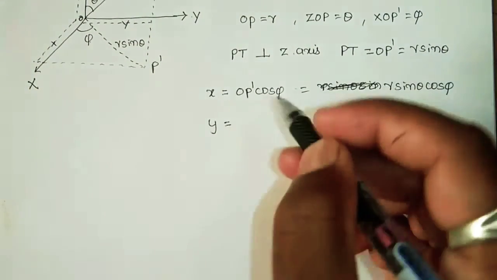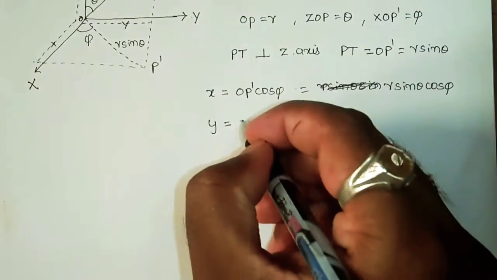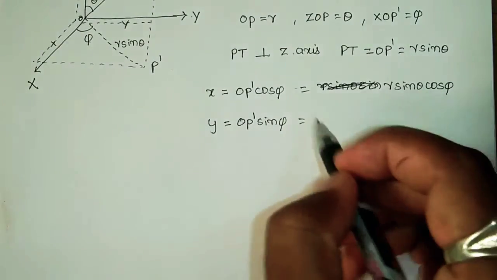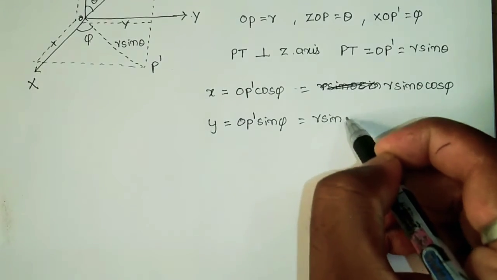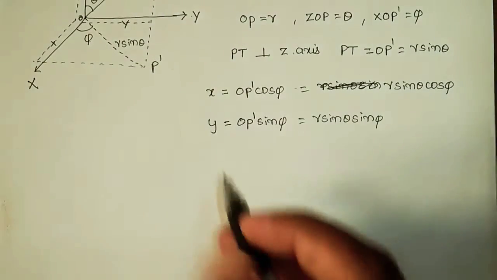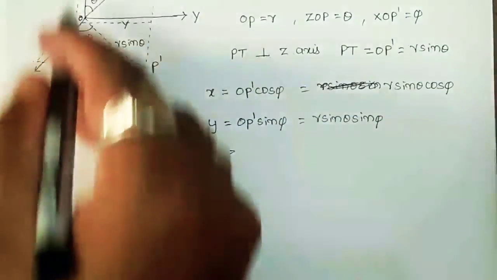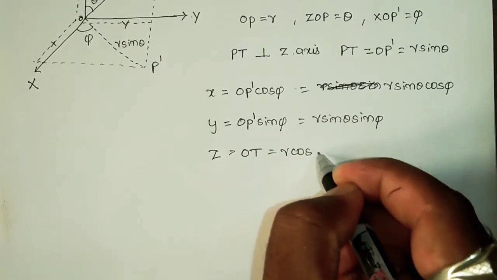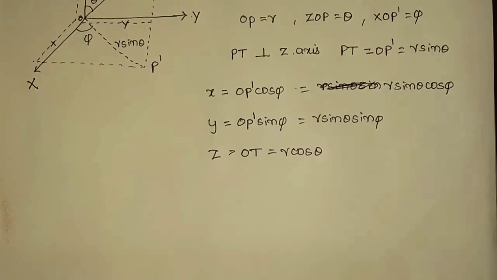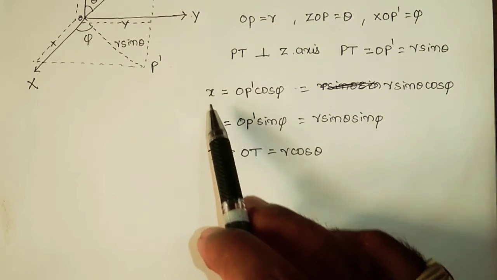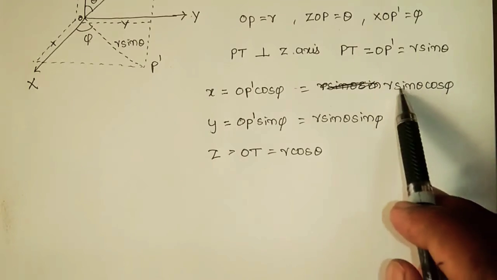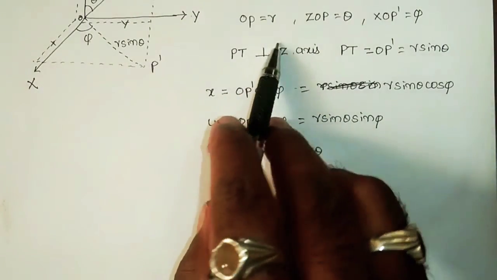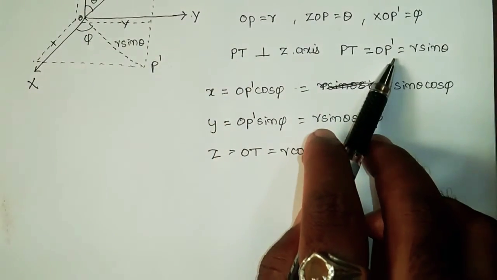And Y is equal to OP prime sine phi. Since OP prime is equal to R sine theta, therefore Y is R sine theta sine phi. And Z, here you can observe, is nothing but OT, that is equal to R cos theta. These are the conversions of the Cartesian coordinates X, Y, Z into polar coordinates R, theta, and phi. So in this way, we can easily convert the Cartesian coordinates into polar coordinates.